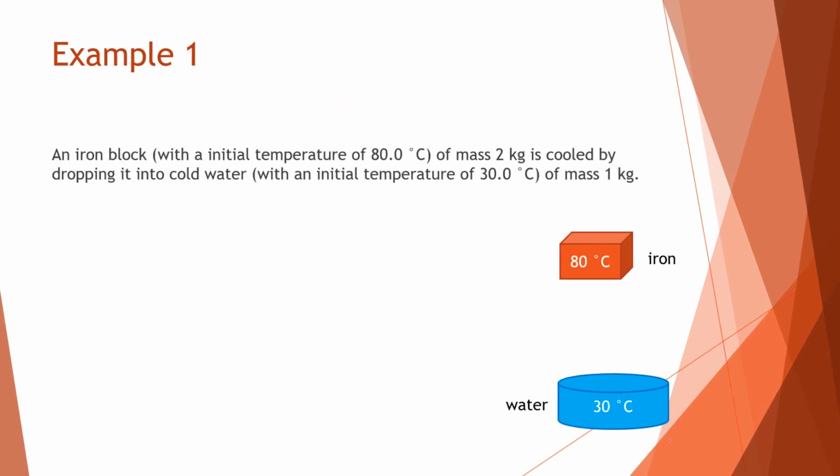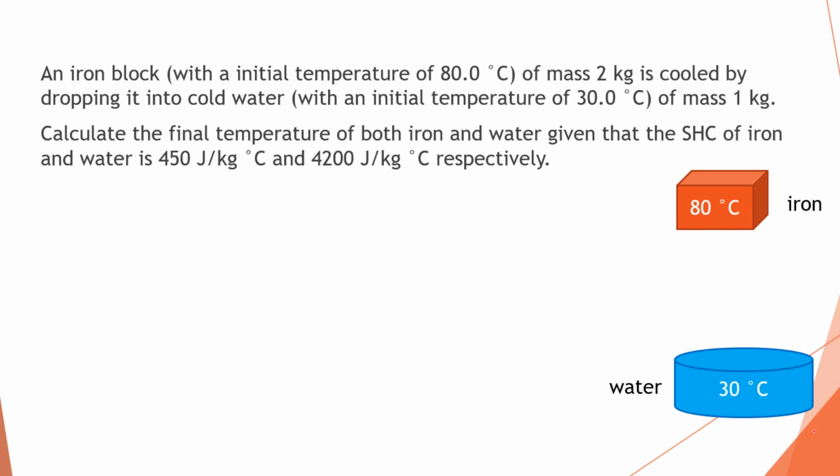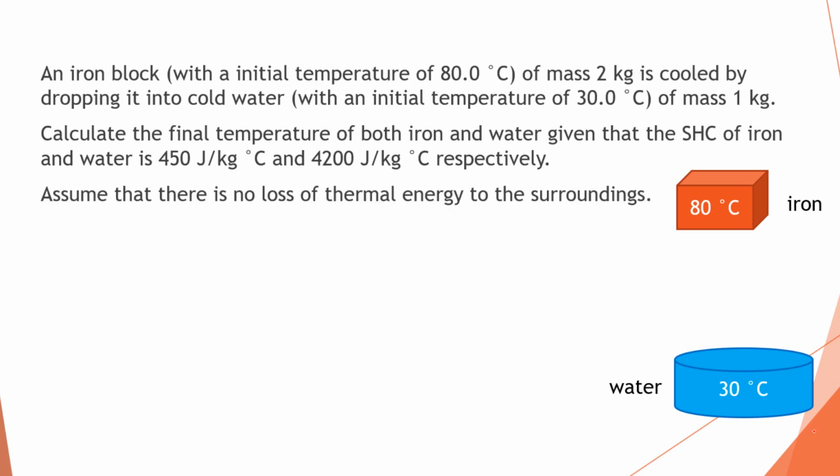Using this example, an iron block with an initial temperature of 80 degrees and mass of 2 kg is cooled by dropping it into cold water with an initial temperature of 30 degrees Celsius and mass of 1 kg. Calculate the final temperature of both the iron and water, given that the specific heat capacities of iron and water are 450 and 4200. Of course, assume that there's no loss of thermal energy to the surroundings. The method is the same.